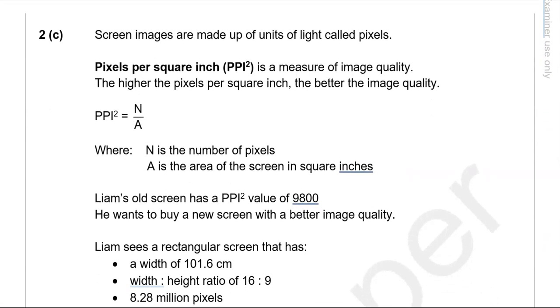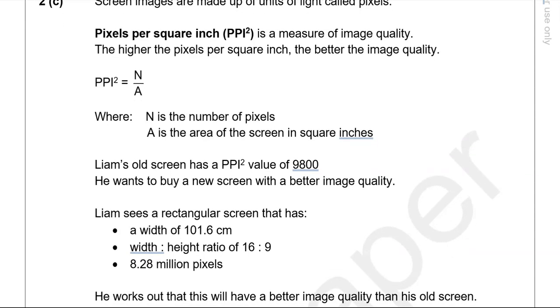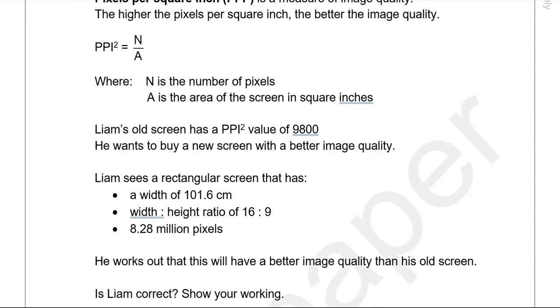Screen images are made up of units of light called pixels. Pixels per square inch is a measure of image quality. The higher the pixels per square inch, the better the image quality. And that's the formula how you work it out. So where n is the number of pixels and a is the area of the screen in square inches.